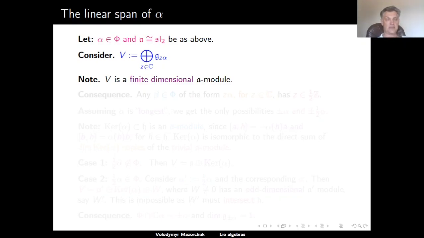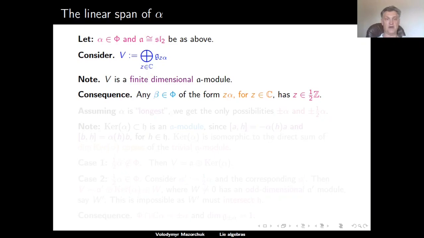For the standard basis of SL2, the roots of SL2 are 2 and minus 2, and for this choice of roots, we know from the theory of finite dimensional SL2 modules that any finite dimensional SL2 module has weights which are integers. So they belong to 1/2 of the lattice spanned by roots. From this we deduce that any root beta in phi, which is a scalar multiple of alpha, must be a scalar multiple of alpha where the scalar is given by a half integer.